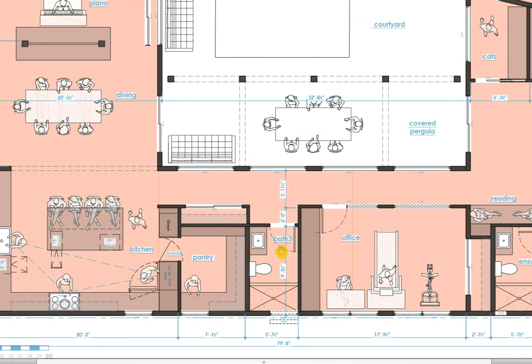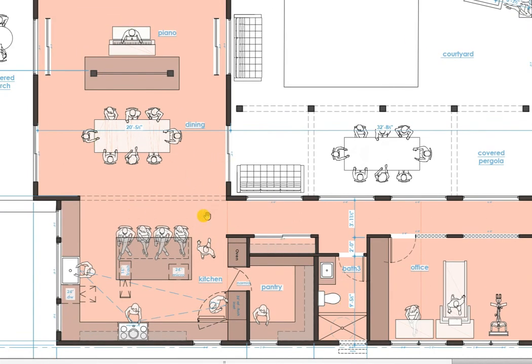So from the office, you pop out into bath three. Bath three serves for the guests as well. Lining this part of the bathroom, this could either be just a simple drywall closet with storage in it, or it could be yet another reading nook. I see no reason to limit ourselves to one.